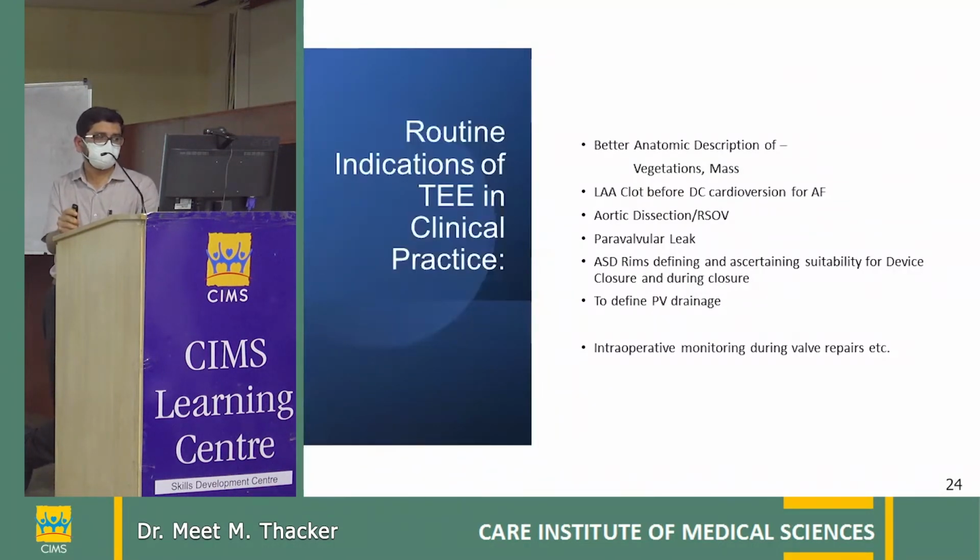So a few routine indications of transesophageal echo in clinical practice. They are used for better anatomic description of vegetations or masses which are not well visualized in transthoracic imaging. Left atrial appendage clot before cardioversion for AF is one of the most common indications. Again, aortic dissection or RSOV, as we have seen. If the picture is not so clear as in these images, we might have to subject the patient to transesophageal imaging. They are better used for paravalvular leak, for atrial septal defect rims, defining the rims and ascertaining suitability for device closure. TEE is better used to define PV drainage. Obviously, TEE is also used for intraoperative monitoring during valve repairs.